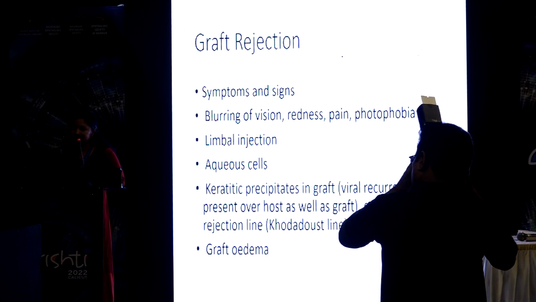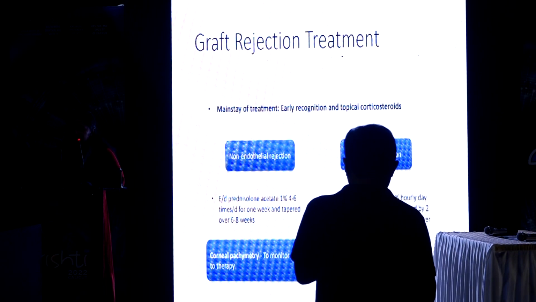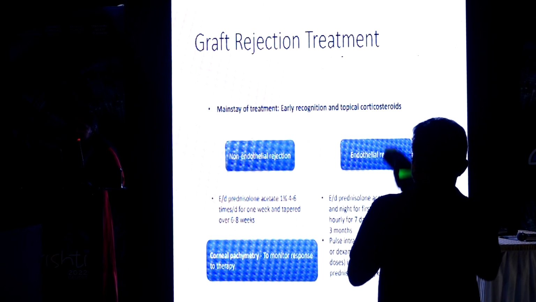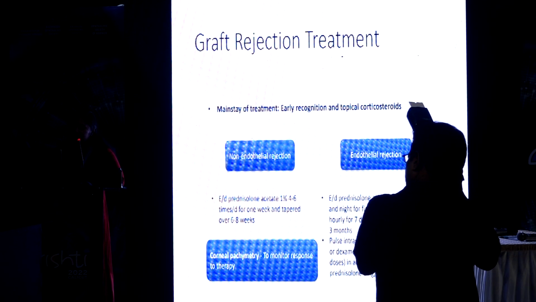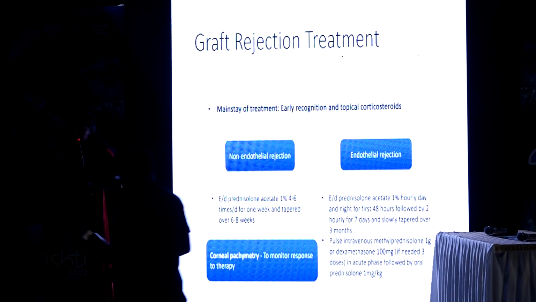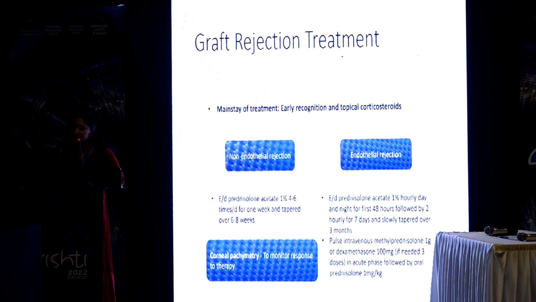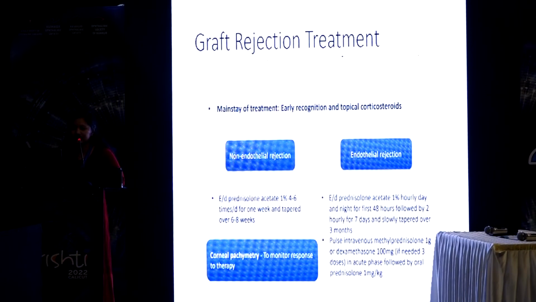So coming on to management of graft rejection, the mainstay is early recognition and topical corticosteroids. In non-endothelial rejection, we can use topical corticosteroids. In endothelial rejection, we add intravenous methylprednisolone or dexamethasone along with topical corticosteroids, and corneal pachymetry can be used to see the decrease in corneal stromal edema. So, thank you.